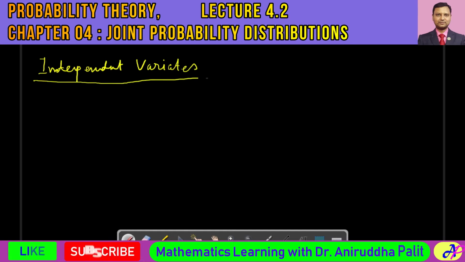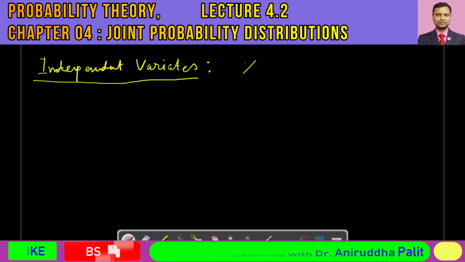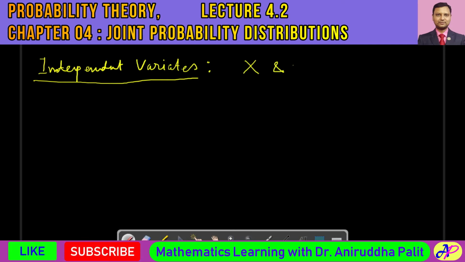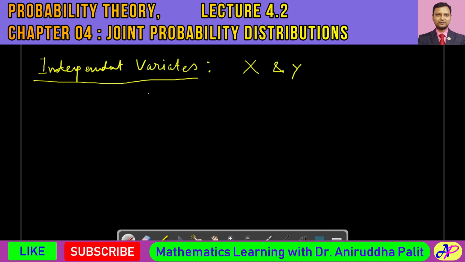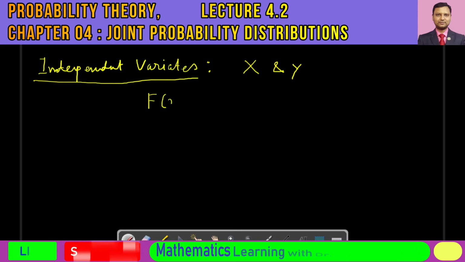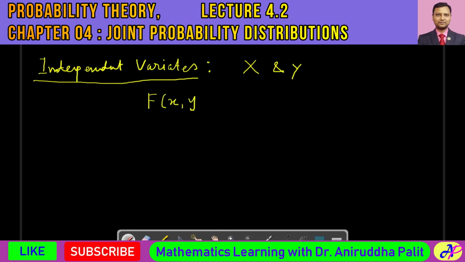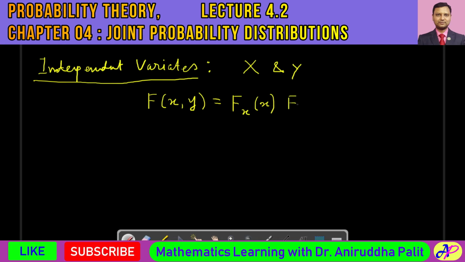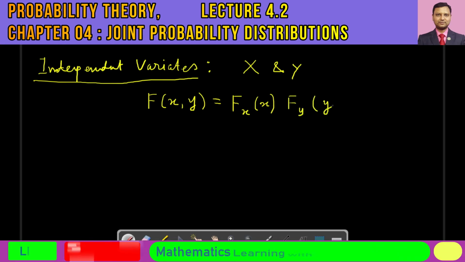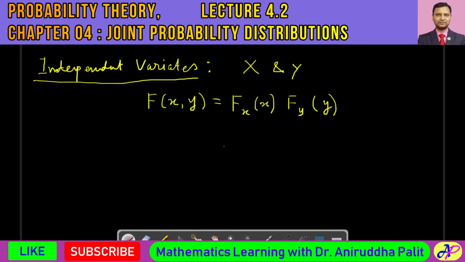What was the definition? I told you that two random variables, capital X and capital Y, are said to be independent of each other, provided the joint distribution function, capital F of x, y, can be represented as the product of the marginal distribution function of x and the marginal distribution function of y. All right, so this was the definition of independent variables.